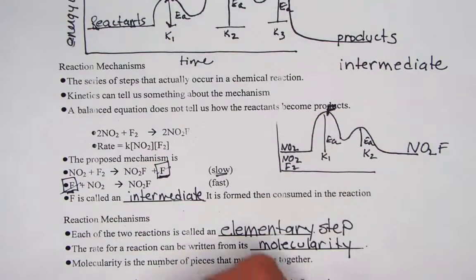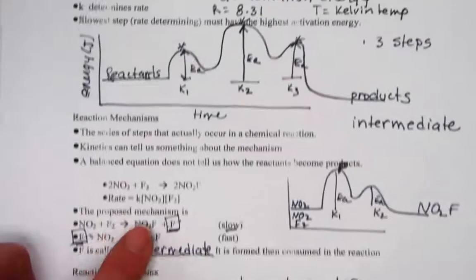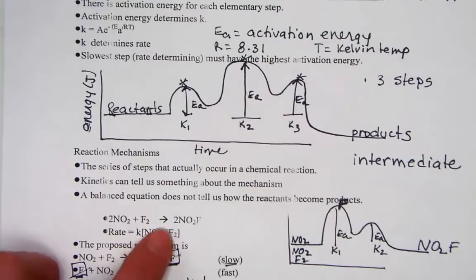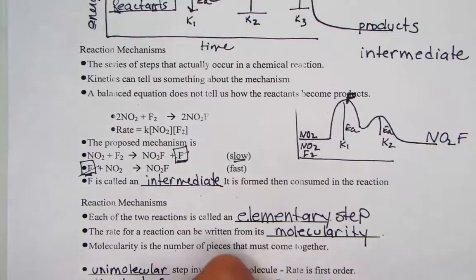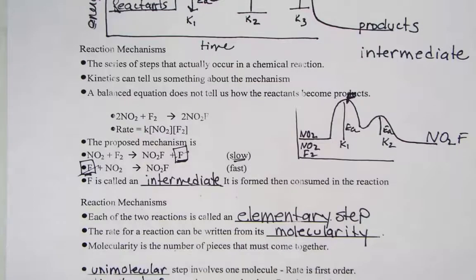In a bimolecular reaction, it requires two molecules to collide. The rate is second order overall. That would have been the description up above with our first example. First order with respect to NO2, first order with respect to F2, second order overall. A second order rate shows two things colliding together. In a termolecular equation, it would require three molecules and the rate is third order.